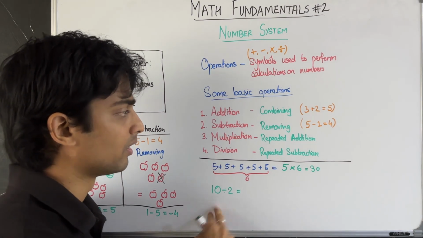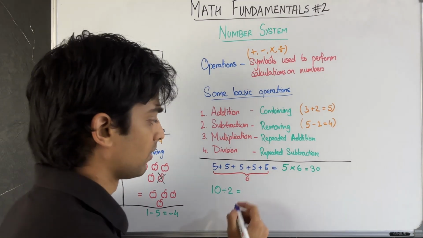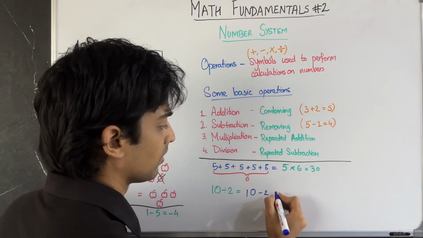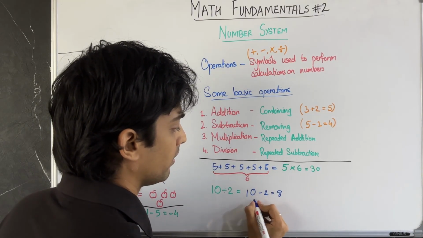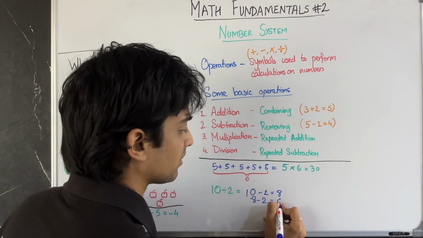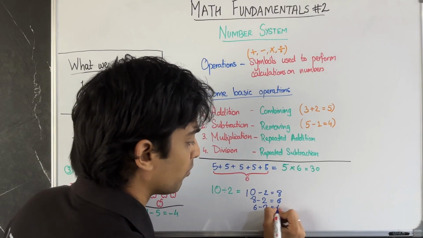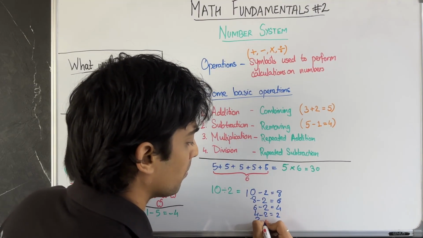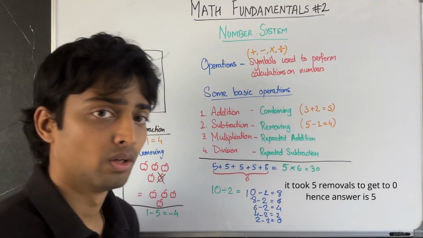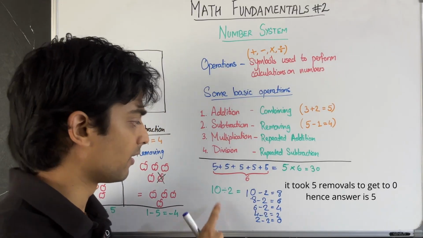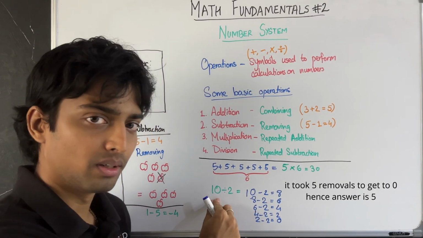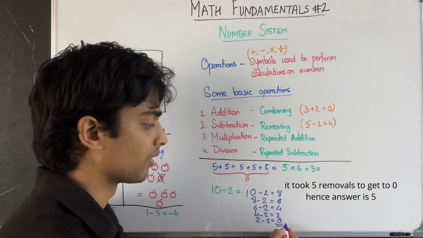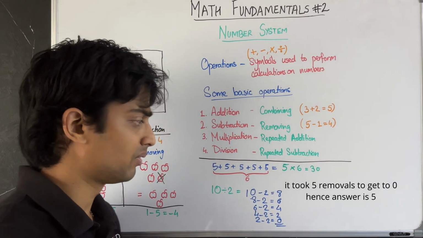So how are we doing repeated subtraction over here? We are taking 10 minus 2 equal to 8. 8 minus 2 equal to 6. 6 minus 2 equal to 4. 4 minus 2 equal to 2. 2 minus 2 equal to 0. Until we get 0, we keep on subtracting. So the original number is the first number. We keep on subtracting 2 from it until we get 0. This is the remainder. When the remainder is 0, that means we divided it perfectly.